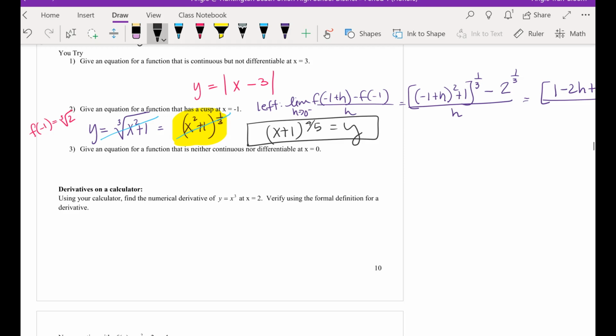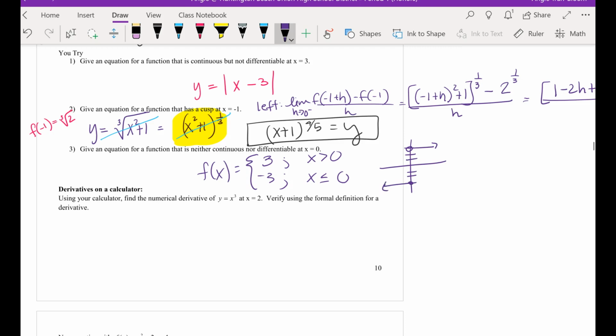Give an equation of a function that is neither continuous nor differentiable at x equals 0. Yeah. f(x), and then piecewise. Give me piecewise: 3 when x is greater than 0, and -3 when x is less than or equal to 0. Okay, so it says not continuous or differentiable. If I were to sketch it out, you're saying anything greater than 0 has a hole going that way, and anything less than 0 has a closed dot going that way. Do you guys agree Daniel's right? Yeah. That's one of them.